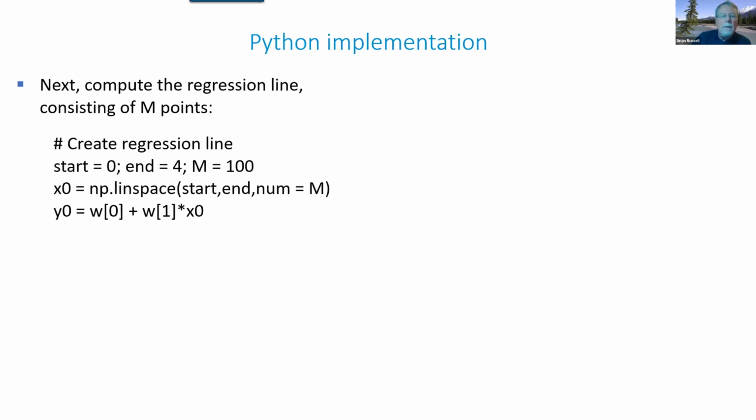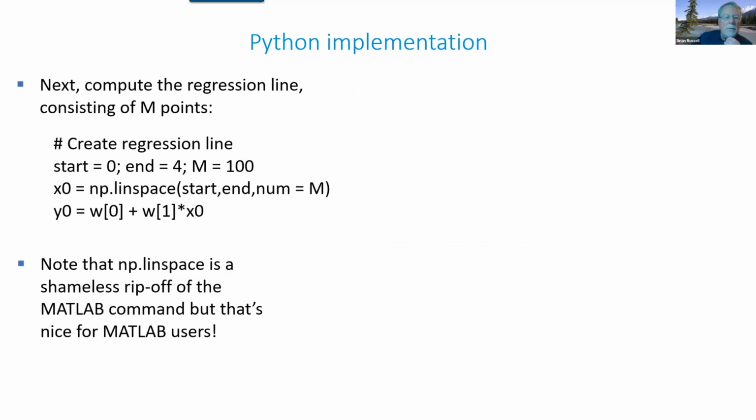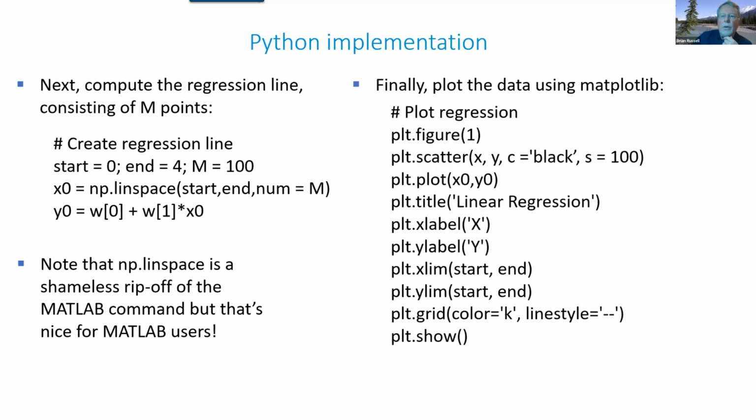Okay. Then we compute the regression line. The simplest way to do that is to use what's called linspace. And linspace is a shameless ripoff, as I say, of the MATLAB command. But that's nice for MATLAB users. There's a lot of things they've coded up in Python that come directly from MATLAB. So I'd say start at 0, go to 4, and divide it into 100 points. So num equals 100, and then just say y naught is equal to w naught plus w1 times x naught.